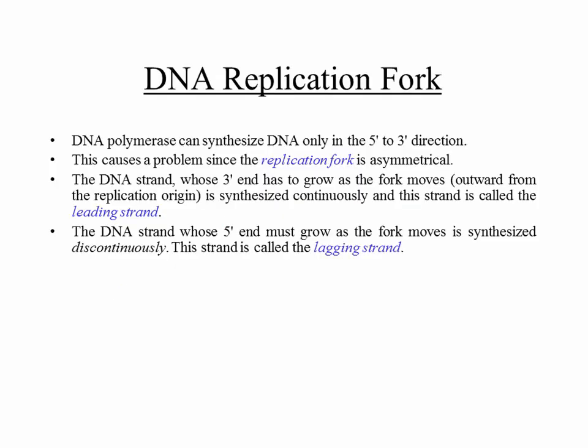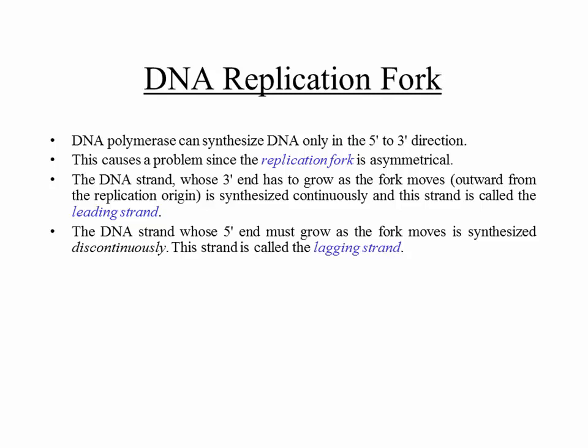So this stuff is explained in the text here, what I explained in the figure. DNA polymerase can synthesize DNA only in the 5 prime to 3 prime direction, right? And this causes a problem since the replication fork is asymmetrical. I showed that to you. You cannot do it in both directions.